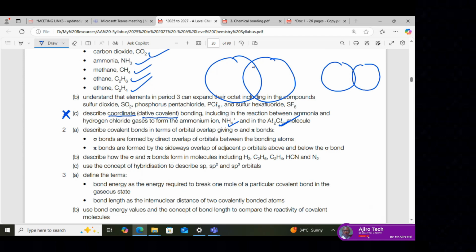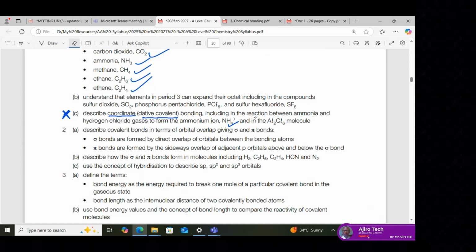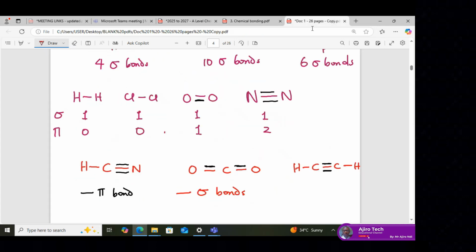Yes, I see. Look at the extent of overlap here. The overlap is much more. So a sigma bond overlaps very well, so it is stronger when formed than a pi bond. A pi bond did not overlap very well. So can you read now? Sigma bonds are formed by direct overlap of atomic orbitals in the bonding atoms. Therefore, it is usually strong.